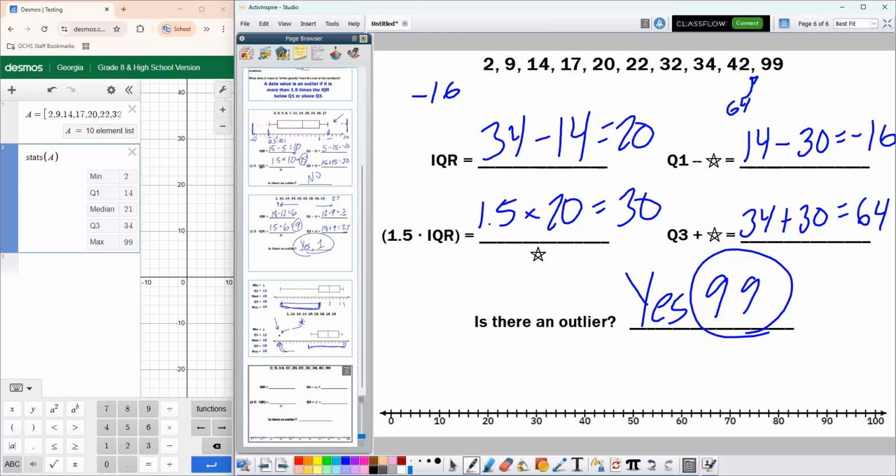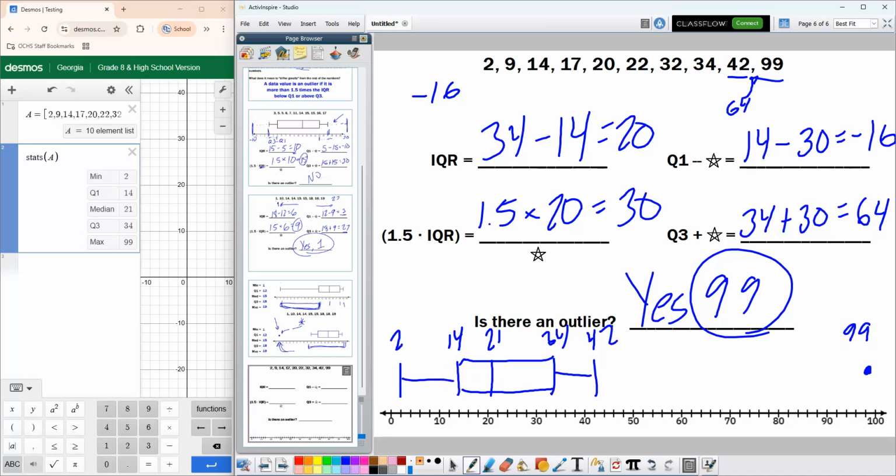I would normally have 2, or are these going up by 2s on the bottom? I have 2 right there. And then I'd have 14 right there. And I'd have 21 as my median right there. Q3 would be 34 right there. And normally I'd go all the way to 99 over here. But I'm just going to make a dot right there for 99 because it's an outlier. So, since I did 99 for an outlier, I'm going to put another line over here at 42. So my box and whisker plot will look like this, with 99 as my outlier way over here and all of my data being right there.